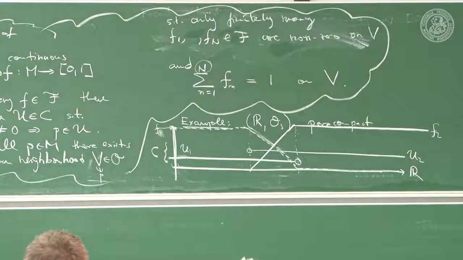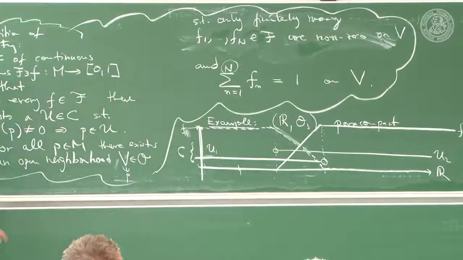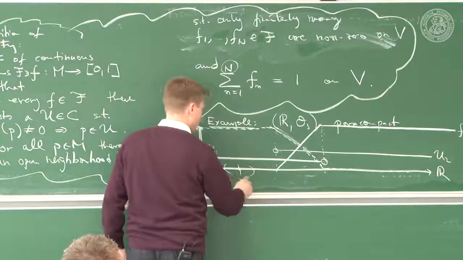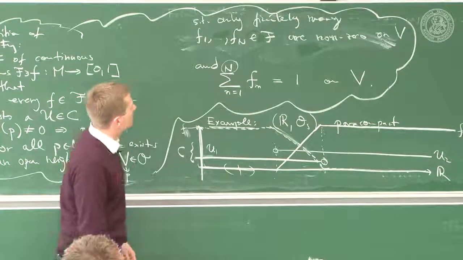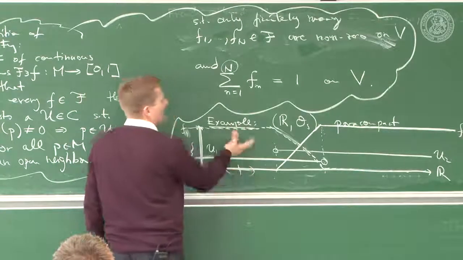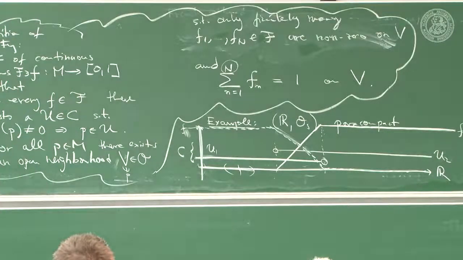And now the question is, is it true that for all p in the space, let's say this one, there exists an open neighborhood, say this one, such that only finitely many f's are non-zero on here? Well, I have only 2 f's. I have only a cover of 2. It's trivial that there are finitely many. The situation could be worse, but here it's trivial.